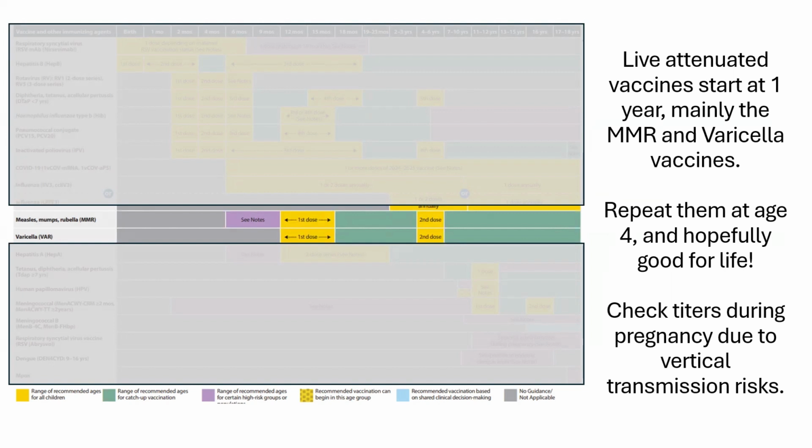Now, the only time we think about those later on is that we may check the antibody levels or titers during pregnancy to assess the risk of vertical transmission of rubella and varicella. If someone is pregnant, they should not receive these vaccines, but if they're non-immunized, they should receive them after they've delivered the baby so that they can be immunized for future pregnancies.